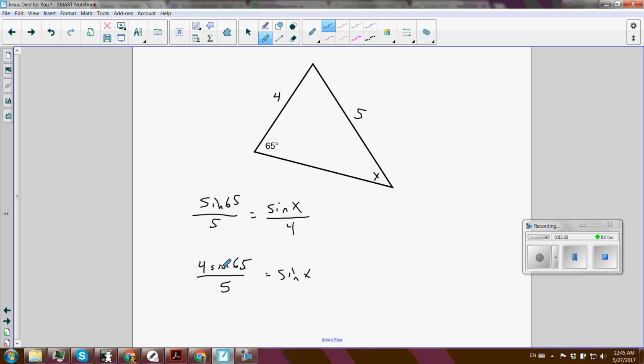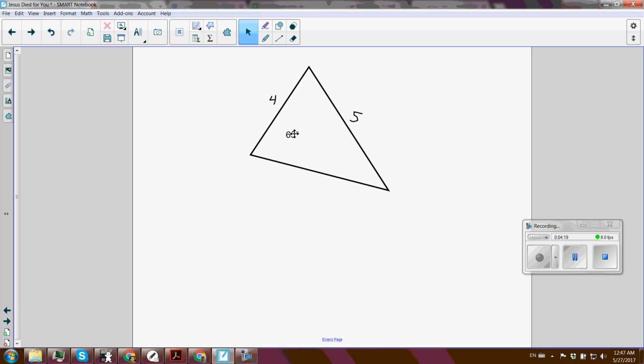So you put that in the calculator, 4 times sine of 65 over 5, and then you do inverse sine of that to figure out what the actual angle is. And notice again, since the 4 is smaller than the 5, this angle here is going to be smaller than 65.